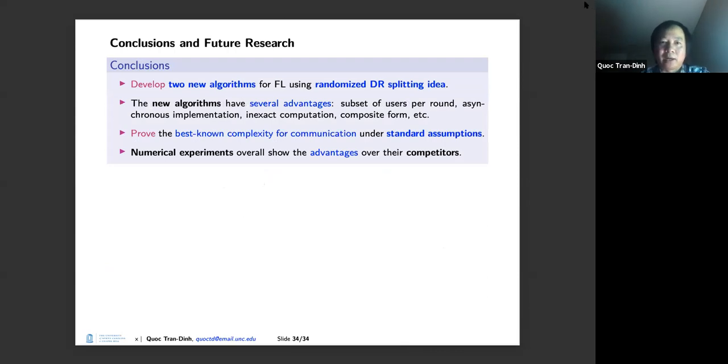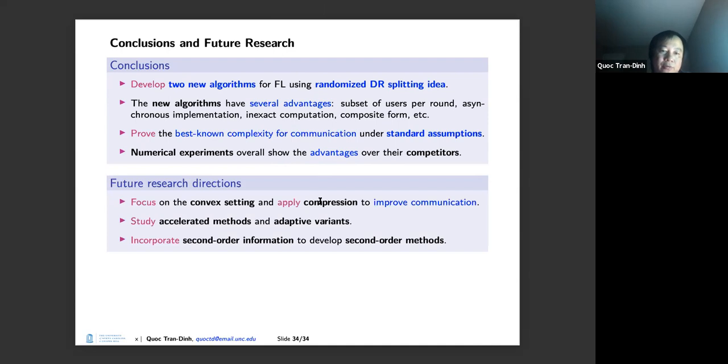So let me close my talk by making some conclusions here. We basically developed two algorithms based on the idea of randomized Loopless Local Gradient methods for non-convex problems. Of course, the algorithm has some theoretical advantages, including the use of a subset of users per communication round, and it allows asynchronous implementations, inexact computation, and can handle the composite form. The results that we got here in terms of complexity are mostly the best known results that we have seen in the literature under standard assumptions. And with some numerical examples, we can see some promising performance, even though we have not tested the algorithm intensively.